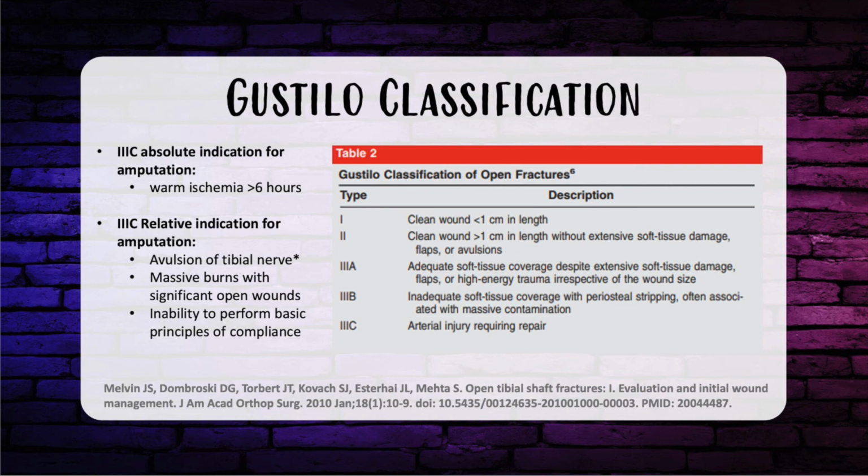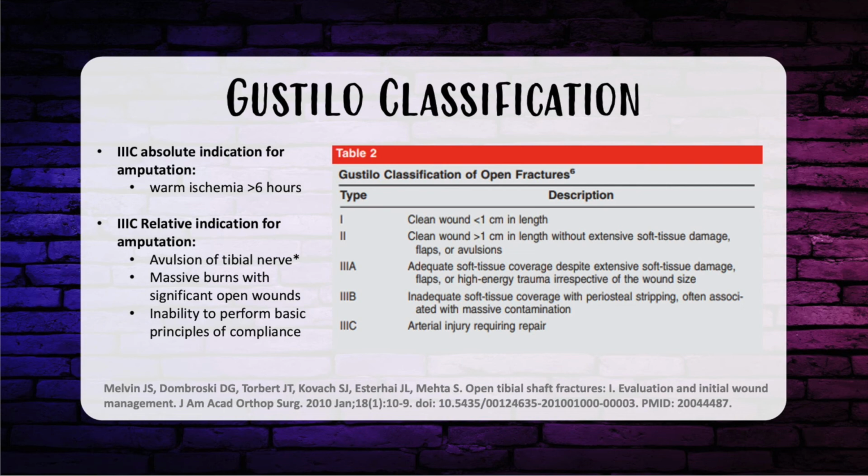So moving on to Gustilo 3, so a 3A, the wound is highly contaminated, there is severe comminution of the bone, and the wound is between 1 and 10 centimeters. There is extensive soft tissue injury, but there is adequate tissue for coverage.